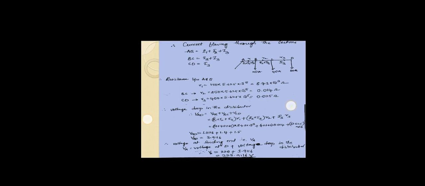Therefore, the voltage at the sending end VA, that is the voltage at the feeding point A, is equal to the voltage at D plus the voltage drop in the distributor. The voltage at D is given as 220 volts, and we got the voltage drop in the distributor as 3.9116. Total VA is equal to 223.9116 volts. This is how we need to calculate this problem.